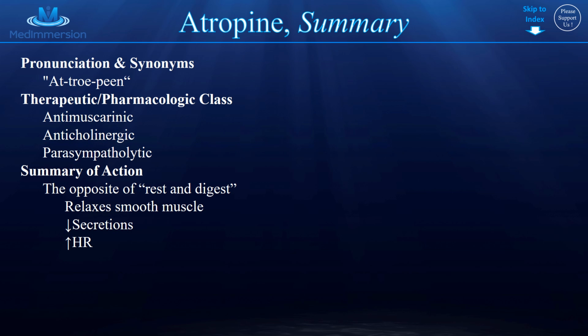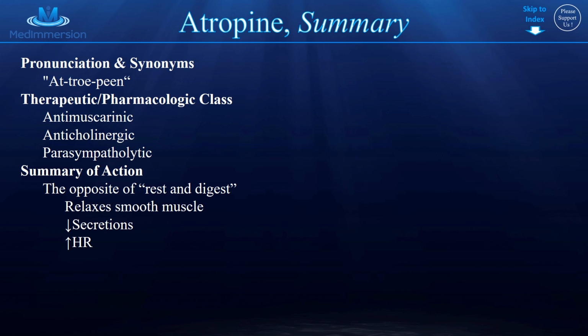Okay guys, so the therapeutic or pharmacologic class of atropine. There's a couple different words here that we're going to go over. Atropine is an antimuscarinic agent. It's also sometimes called an anticholinergic agent and less frequently a parasympatholytic agent. What do those terms mean? What the heck are they talking about?